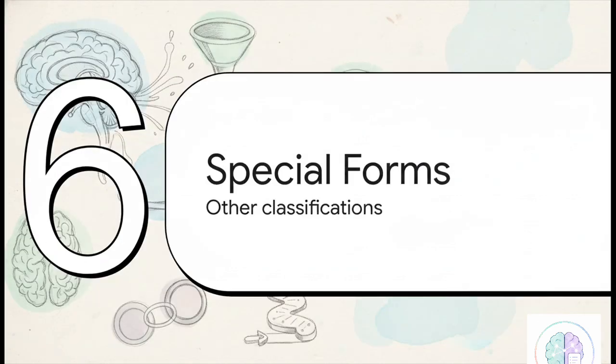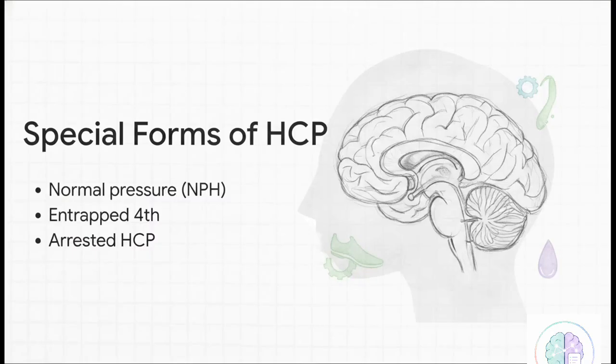Finally, Section 6, Special Forms. Just a quick look at a few other classifications. Now, to make sure we've covered the whole shebang, we have to mention these special forms. While they are deeply complex, full topics of their own, conditions like normal pressure hydrocephalus, which often presents with that classic triad of dementia, gait disturbance, and urinary incontinence, alongside an entrapped fourth ventricle, arrested hydrocephalus, and triventricular hydrocephalus, all represent the incredible, challenging variants of CSF pathway disruptions.